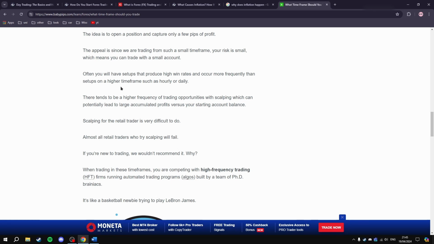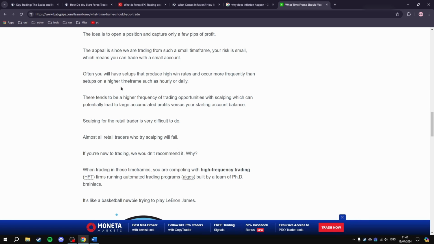Often you will have setups that produce high win rates and occur more frequently than setups on a higher time frame such as hourly or daily. There tends to be a higher frequency of trading opportunities for scalping, which can potentially lead to large accumulated profits versus your starting account balance. Scalping for the retail trader is very difficult to do. Almost all retail traders who try scalping will fail. If you're new to trading, we wouldn't recommend it.